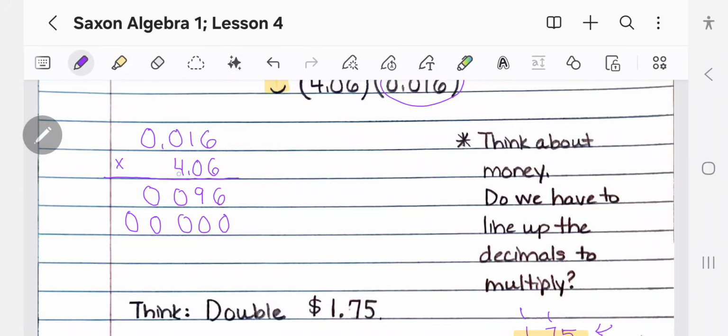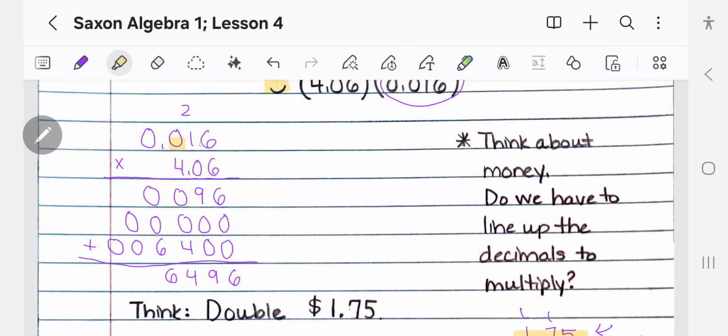Now I'm going to multiply by the 4. I've got to have 2 placeholders. And then I'm going to multiply by the 4. 4 times 6 is 24. 4 times 1 is 4, plus 2 is 6. 4 times 0 is 0, and then 4 times 0. Now I'm going to add all these up, and then I'm going to put a 6, a 9, 4, a 6, zeros there. How many numbers behind the decimal?